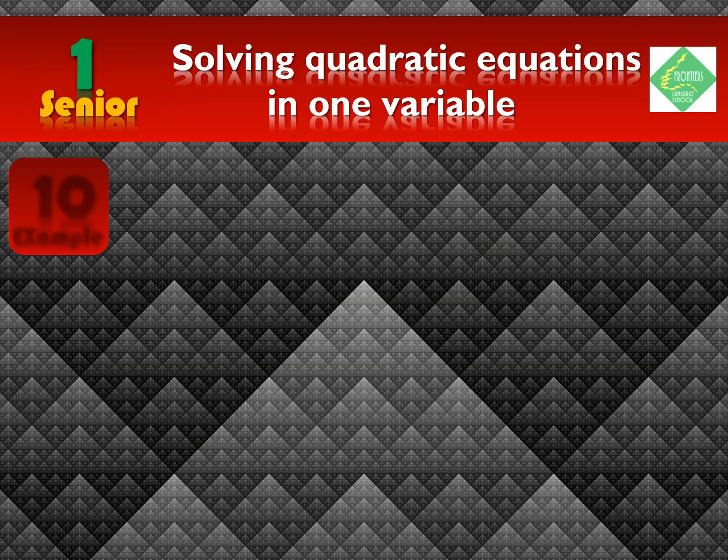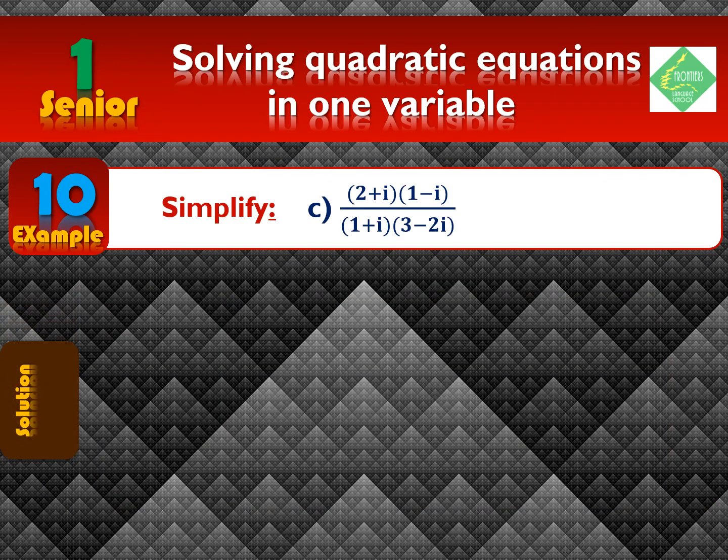Example 10. Simplify 2 plus i multiplying 1 minus i over 1 plus i multiplying 3 minus 2i. First of all, before simplifying, remember, I have to solve this numerator and I have to solve this denominator.